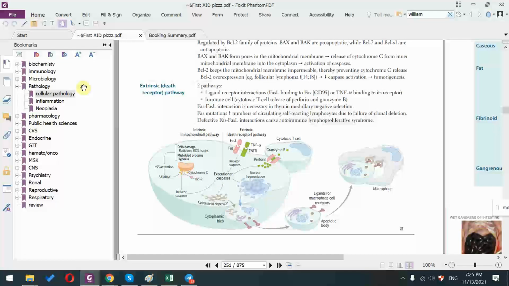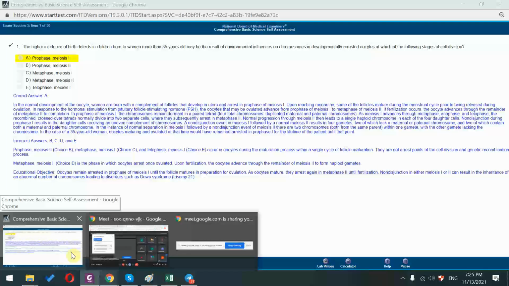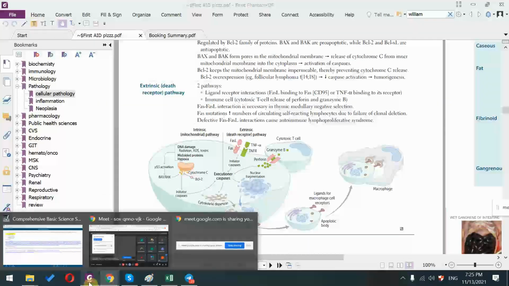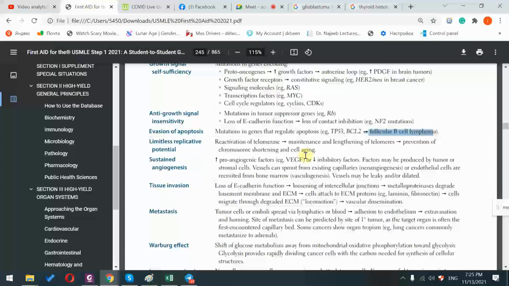So next one. I hope it made sense so far. Now we speak about telomerases. We have here reactivation of telomerases, maintenance and lengthening of the telomeres, which prevent chromosomal shortening and cell aging. There is one disease you must know about that has absence of the telomerase.